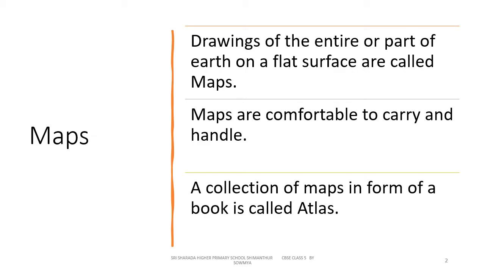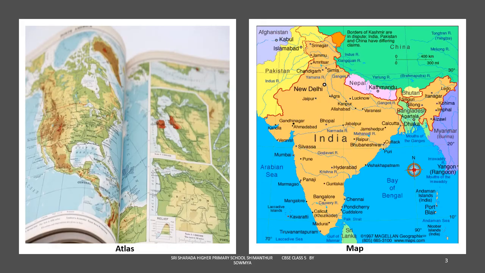Drawings of the entire or a part of Earth on a flat surface are called maps. Maps are comfortable to carry and handle. A collection of maps in the form of a book is called an atlas. In this slide, you can see the picture of an atlas and a map.